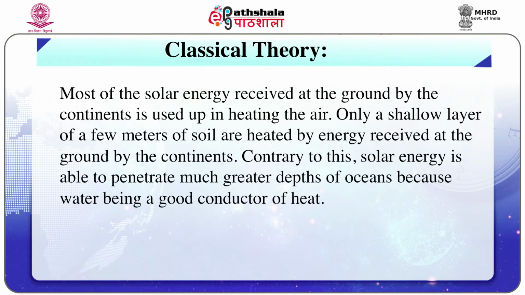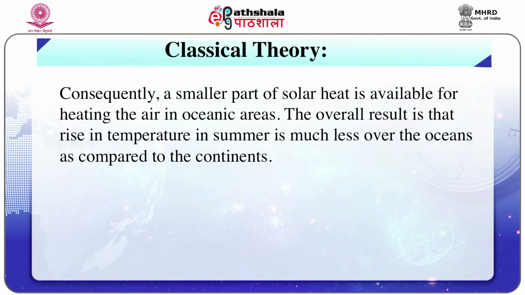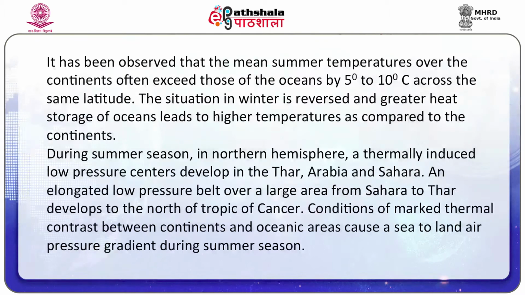Most of the solar energy received at the ground by the continents is used up heating the air. Only a shallow few meters of the ground is heated on continents. Contrary to this, solar energy penetrates to much greater depth in the oceans because water is a good conductor of heat. Consequently, a smaller part is available for heating the air over oceanic areas. Thus the rise of temperature in summer is much less over oceans, whereas the mean summer temperature over the continents often exceeds those of oceanic areas by 5 to 10 degrees Celsius.